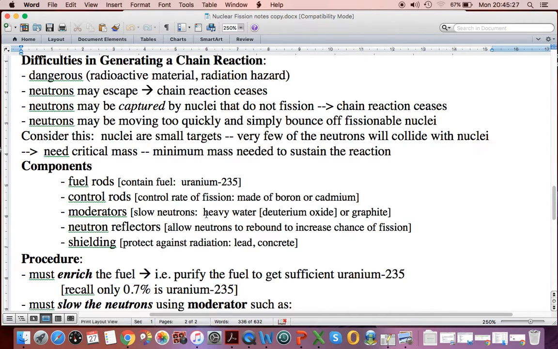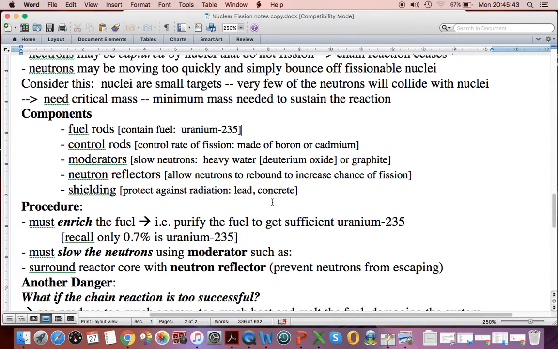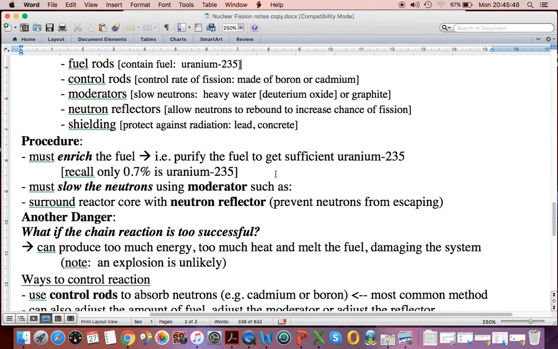So if they go all the way through and don't hit a nucleus, they can bounce off the wall and try again and keep going back and forth until they actually fission a nucleus. And shielding is going to be designed to protect against radiation. That's going to be trying to protect the people and the equipment with things like lead and thick layers of concrete. The procedure. Most uranium that's mined is not going to be uranium-235.